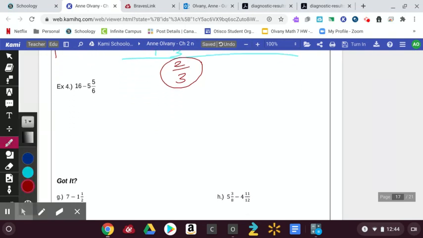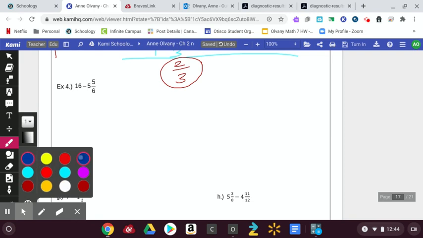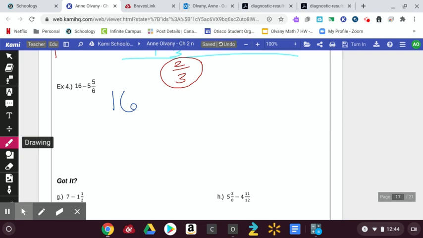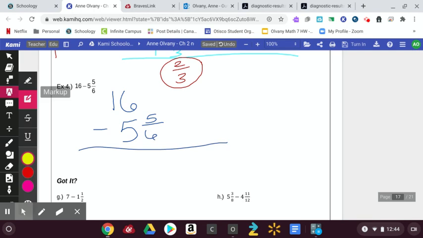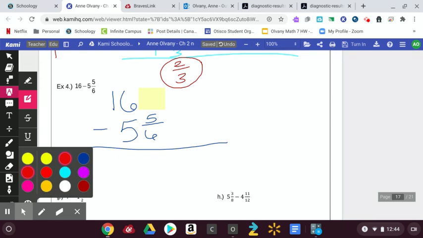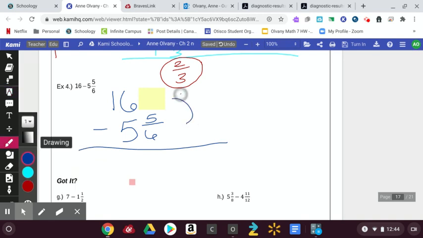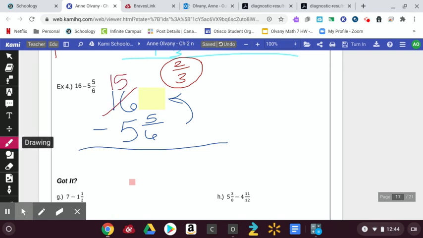This one is a super special case because I have a whole number with no fraction with it at all and a mixed number. Make sure to line up your whole numbers to show that there isn't anything over here. I have no fraction there. Well, I definitely need a fraction because I can't take 5/6 from nothing. I have to borrow from the 16, borrow 1 whole.